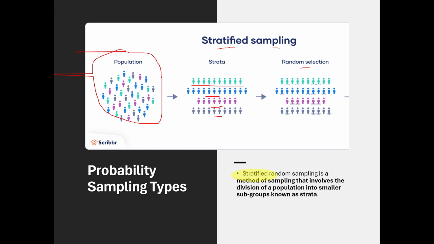According to the definition, stratified random sampling is a method of sampling that involves the division of a population into smaller subgroups known as strata. This is a very common question which comes in the exams: what do we mean by strata in statistics? So if you remember this diagram, you have a whole population with different groups of people, you divide them into subgroups, and then you do the random selection on them.